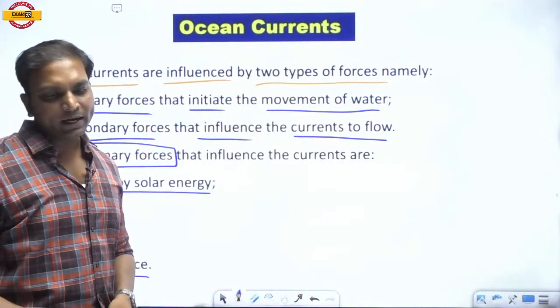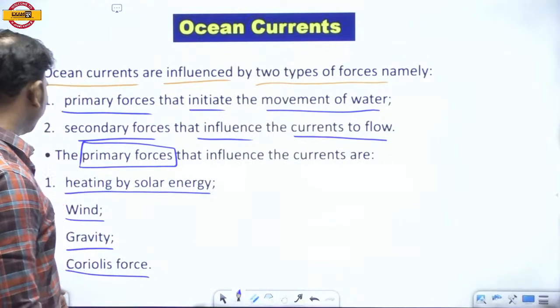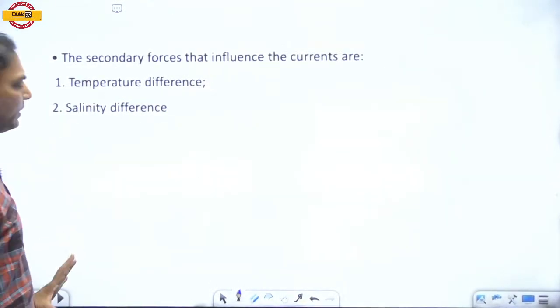Coriolis force I am just explaining, Mradul. Wait for 2 minutes. And then what about the secondary forces?